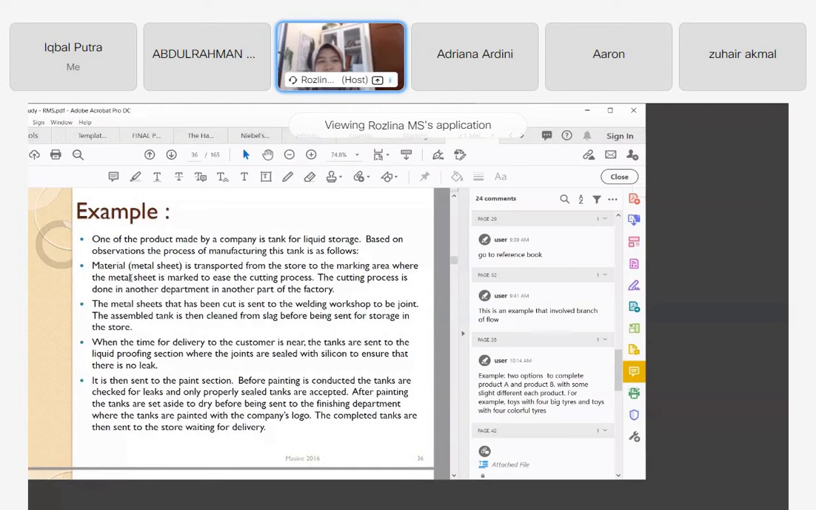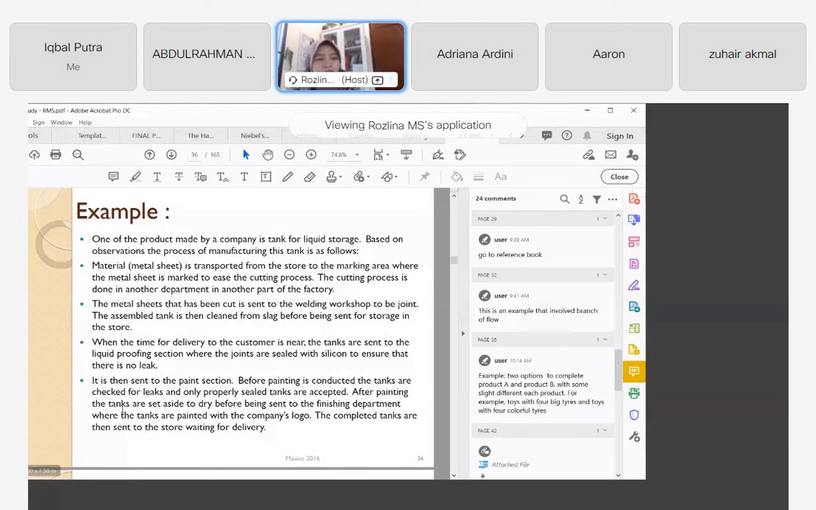So sometimes it is operation, sometimes it is transportation. Inspection, operation, storage. When the time for delivery to the customer is near, the tanks are sent to the liquid proofing section where the joints are sealed with silicone to ensure that there is no leak. It is then sent to the paint section. Before painting is conducted, the tanks are checked for leaks and only properly sealed tanks are accepted.